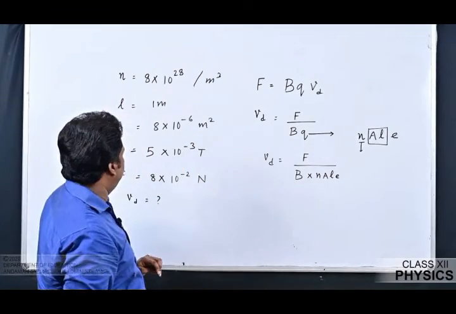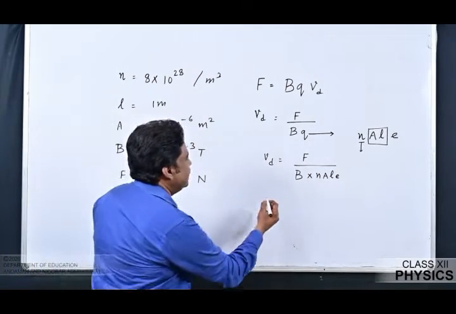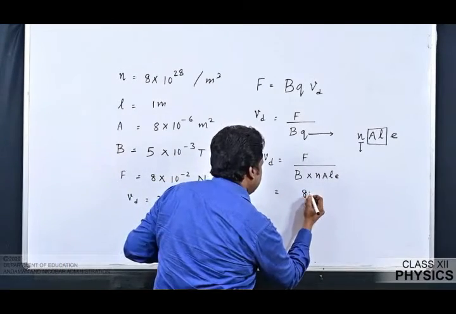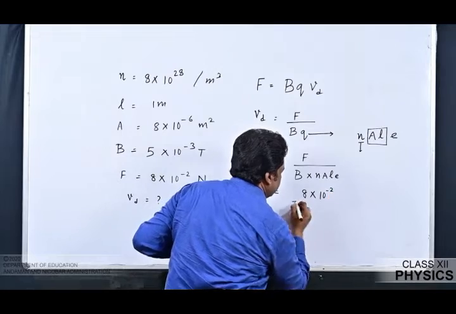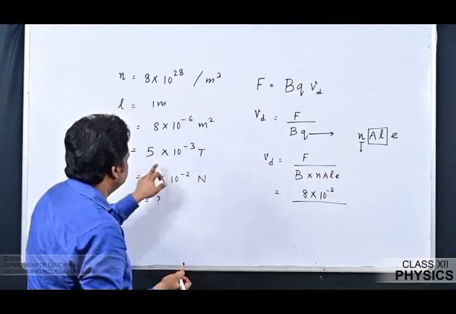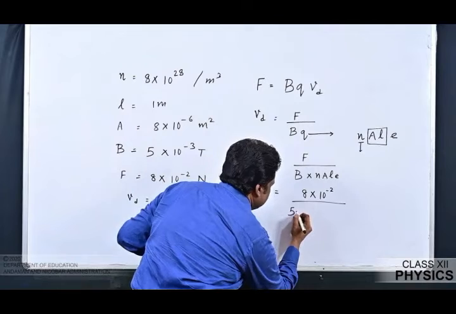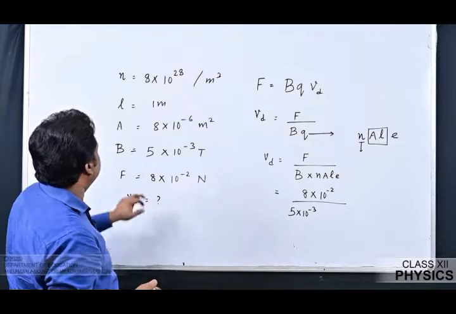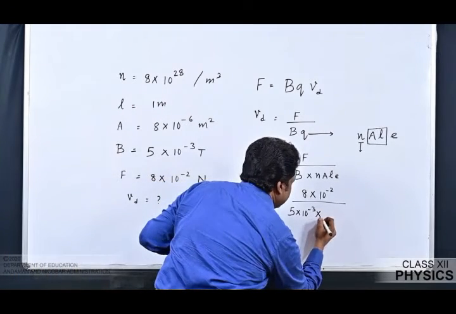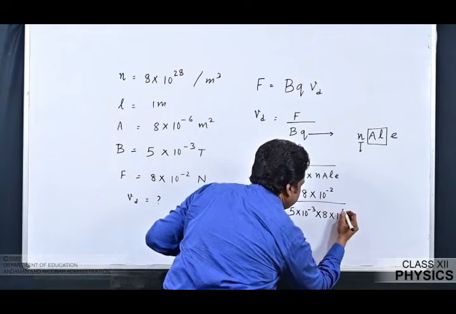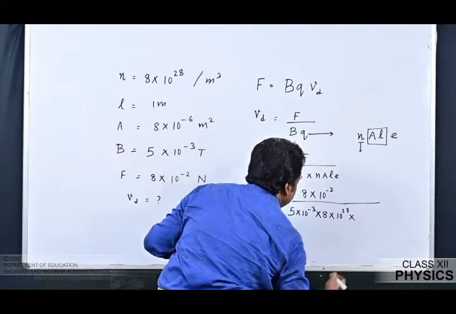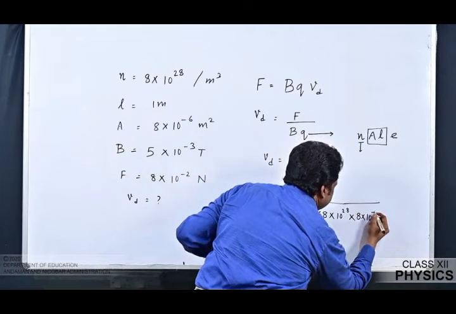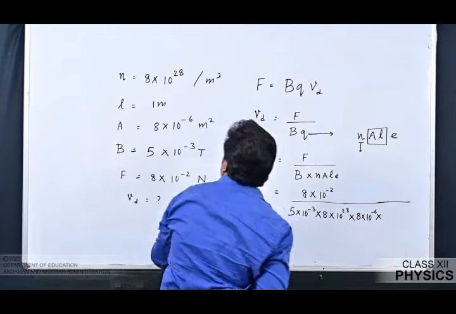Now you check, all the values are with us. By putting all the desired values, the force is 8 × 10^-2 Newton. The magnetic field strength is 5 × 10^-3 Tesla. The number density is 8 × 10^28. The area of cross section is 8 × 10^-6. The length is 1 meter.